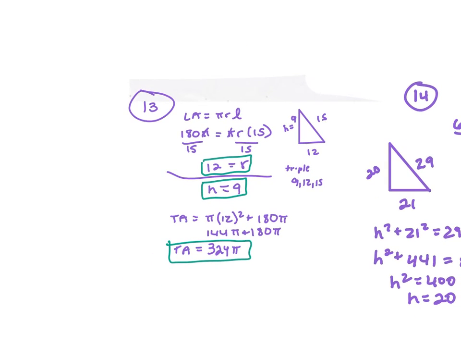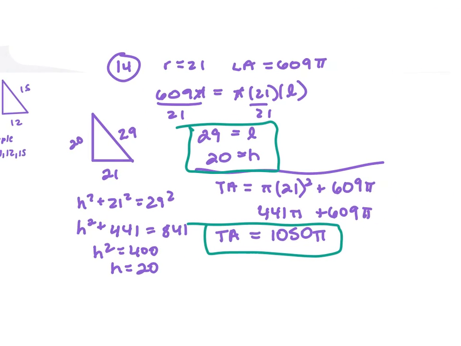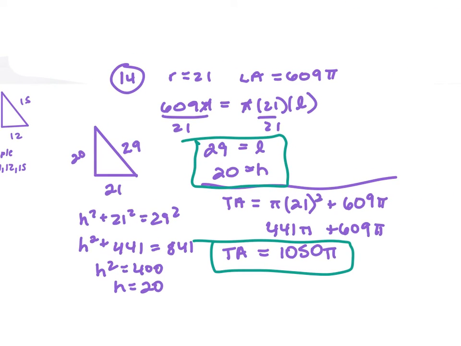And then number 14. You're going to use your lateral area to find your slant height, and then from there, use Pythagorean theorem to find the height of the triangle, and then from there, plug everything in to find the total area.